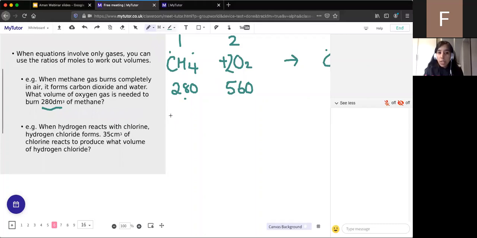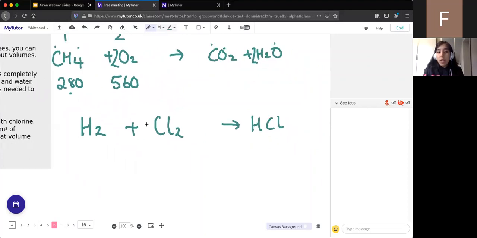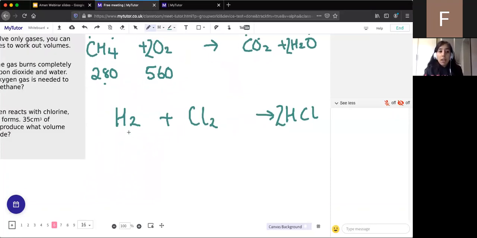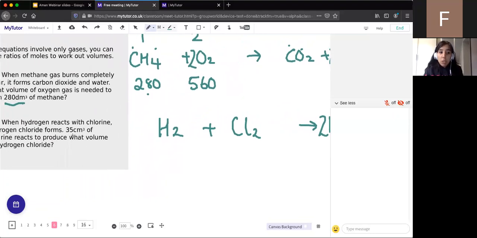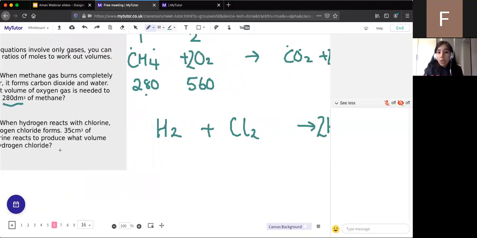Again, we know chlorine is a gas. So hydrogen reacting with chlorine, they go around in pairs. Hydrogen chloride forms. Okay, so now to balance that, there's 2 hydrogens and 2 chlorines on the reactant side. So we need to put a 2 on the product side, and they are all gases. So again, if 35 centimeters cubed of chlorine reacts, what volume of hydrogen chloride is formed?